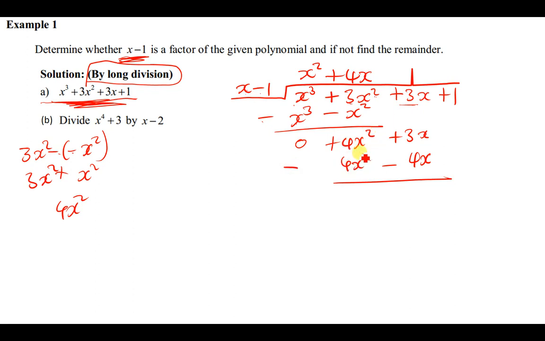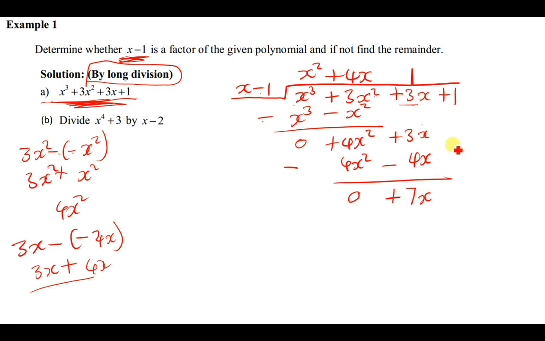So 4x squared minus 4x squared, the answer is 0. Then 3x minus negative 4x. The answer will be 3x. Negative times negative will give us a positive plus 4x. So this one will give us what? 7x. So we have positive 7x.